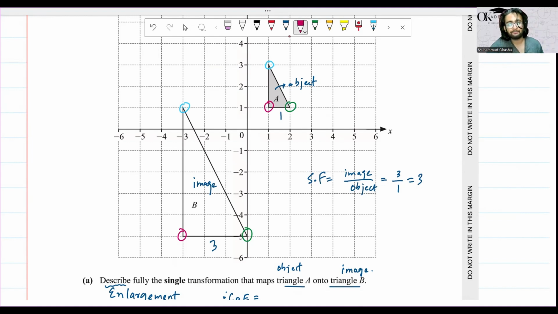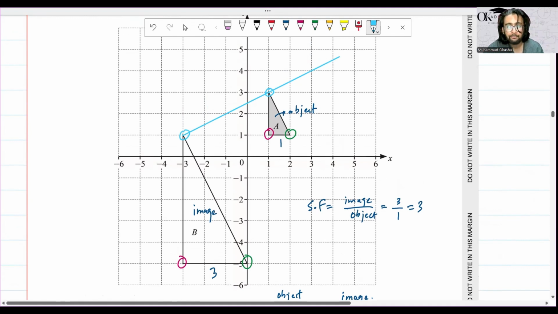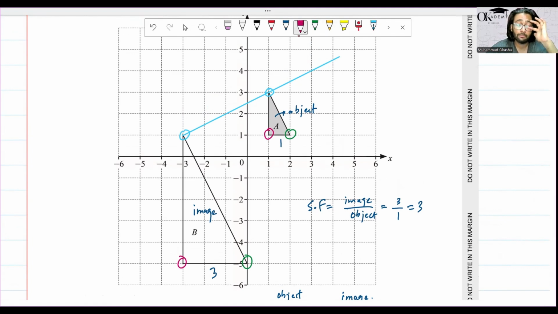So I'm going to join them, and I'm going to stretch the line even further than joining. I'll stretch it a bit further. Now I'll join this one to this one, and I'll stretch it even further. Two are fine, but just to be on the safe side, I'll take the third one too.